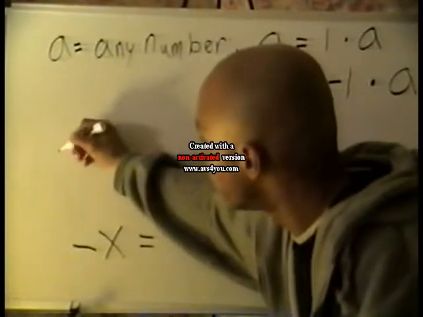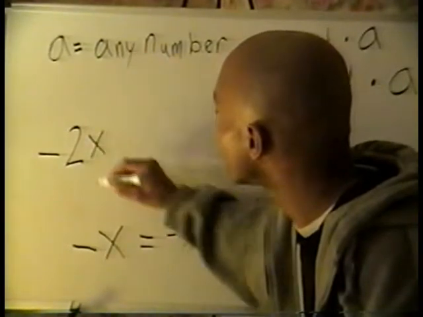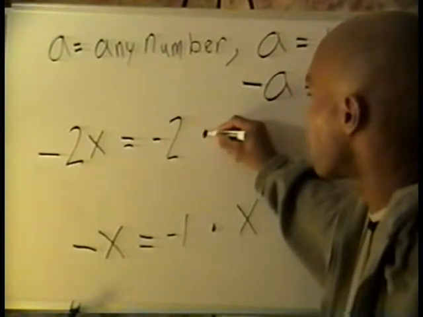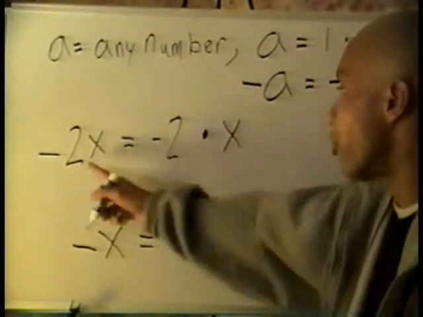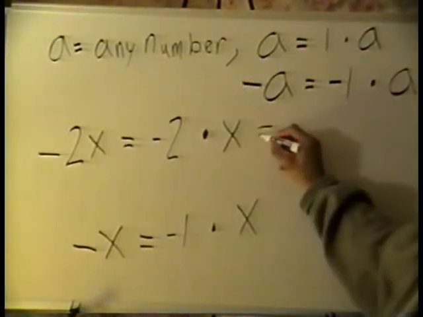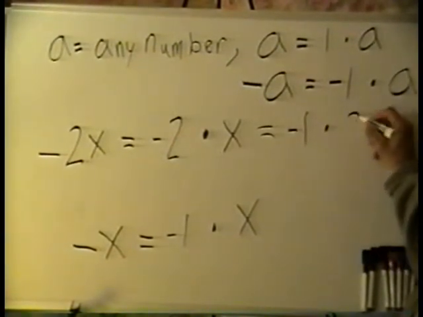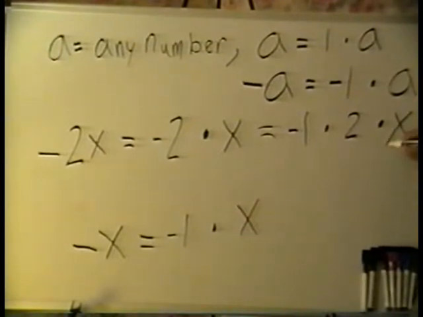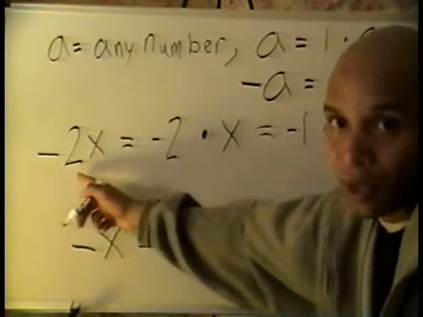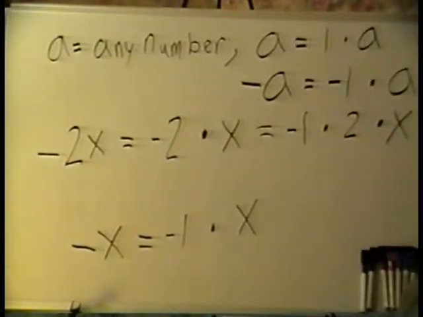Let's say I had negative 2x. This can be separated a number of ways. First, you can separate the negative 2 and the x, because this is the product of negative 2 and x. You can multiply them. And then I can separate the negative 1 from this 2. So I have negative 1 times 2 times x. And here are my factors. So for negative 2x, you can have 3 factors: a negative 1, a 2, and x.